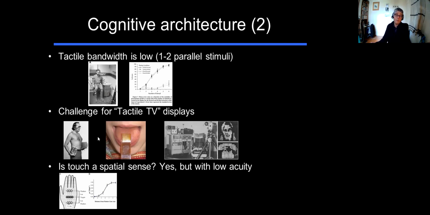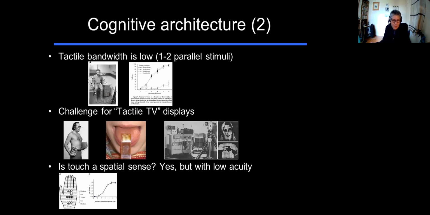In addition to the bandwidth being low, there aren't actually many tactile receptors on the back anyway. So subsequent attempts at multi-touch stimulation have tended to use areas like the tongue. So this is the same idea, and it's still pretty hard. It's still pretty hard to get any kind of spatial percept out. And that's led some people to say, is touch actually a spatial sense at all? Maybe it's not a spatial sense. And this is the only piece of my own work that I'm showing today. In fact, we think that touch is a spatial sense.